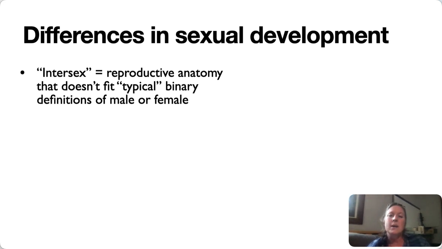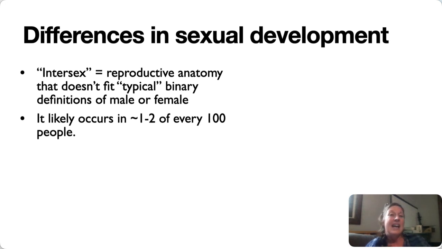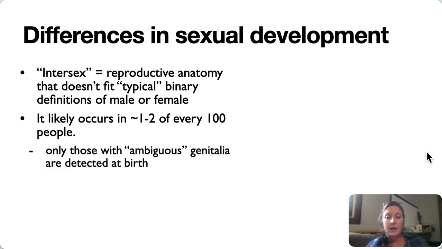Now, when someone's sexual anatomy does not fall into the binary, we refer to them as intersex. What that means is that their reproductive anatomy doesn't fit the typical binary definitions of male or female. And that could be any part of the anatomy, the gonads, the internal anatomy, the external anatomy, anything. Now, it likely occurs in 1 to 2 out of every 100 people, so 1 to 2% of the population.